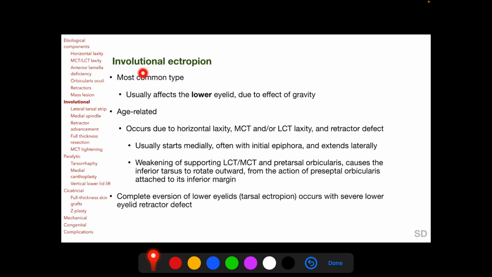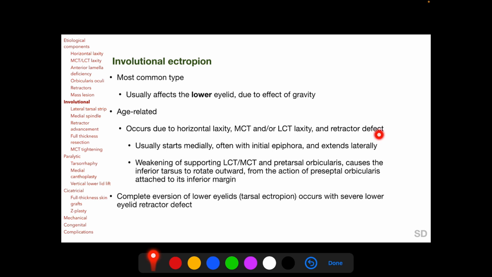Involutional ectropion is the most common type of ectropion and usually affects the lower eyelid, and this is said to be due to the effect of gravity pulling the lower eyelid downwards and rotating the lower eyelid margin. Involutional ectropion is age-related, and the chief factor causing it is said to be horizontal eyelid laxity, with or without laxity of the medial canthal tendon and/or the lateral canthal tendon.